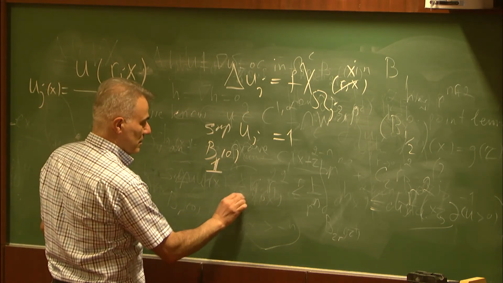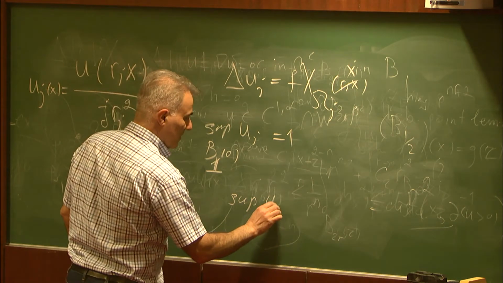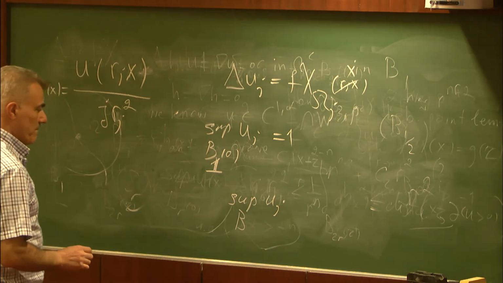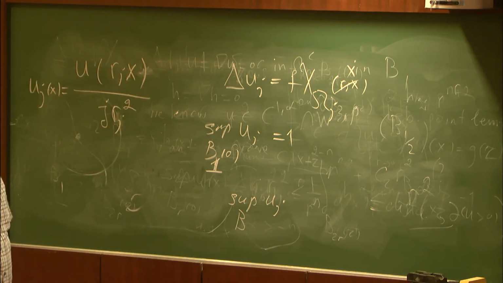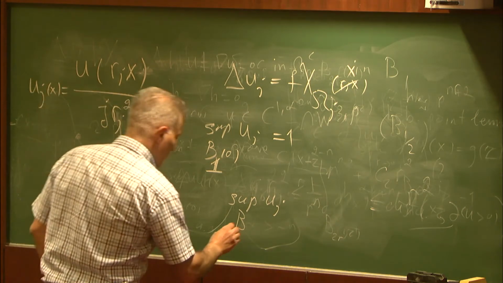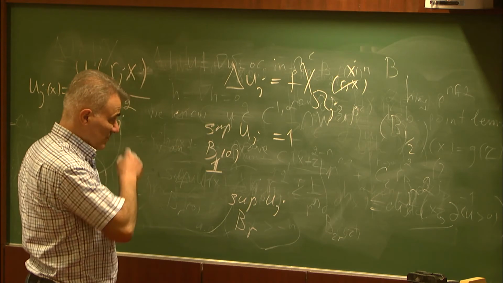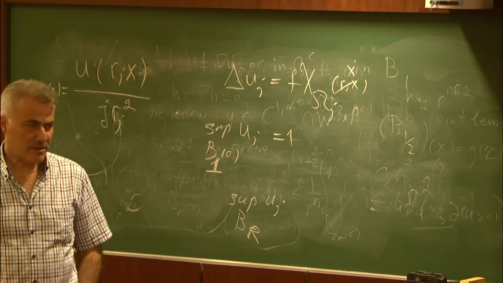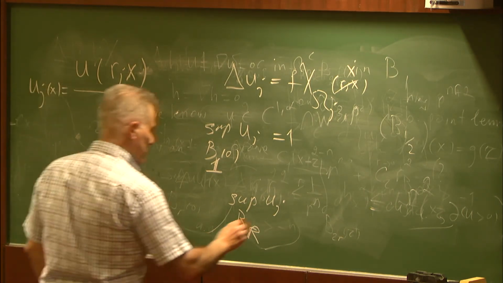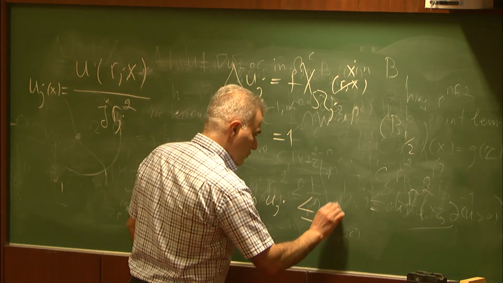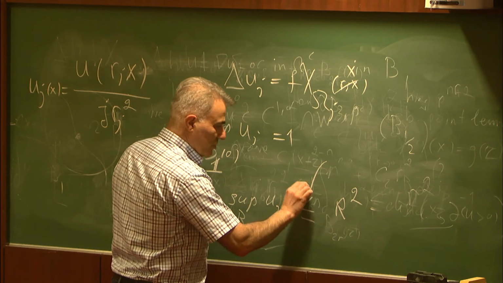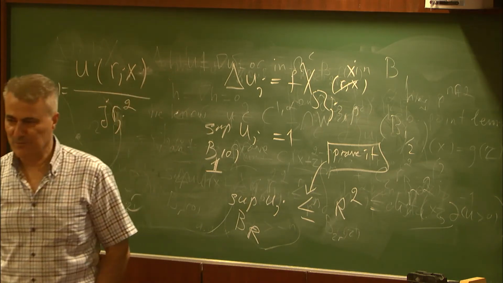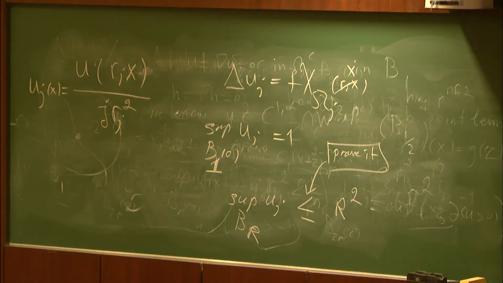Supremum of uj over the ball of radius r, when r is like capital R. When r is not larger than 1, it is less than r squared. I will leave this to you to check, to prove. You need to verify this. It's not a proof, it's a verification. You have to go back and then verify.